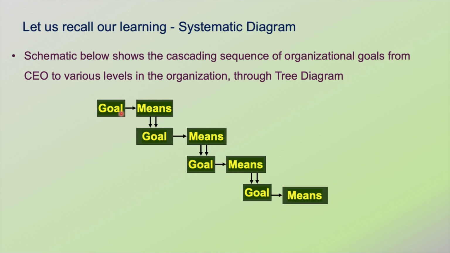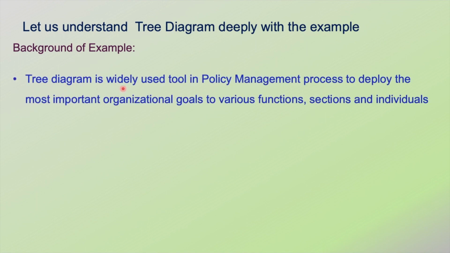So we see a cascading of the sequence. This is the broad goal, then the next level goal, and another next level goal, and finally it becomes action plans. That is the power of tree diagram. In other words, this is the root, and these are all the branches of the tree. Let us understand tree diagram with an example. This is the background: tree diagram is a widely used tool in the policy management process.